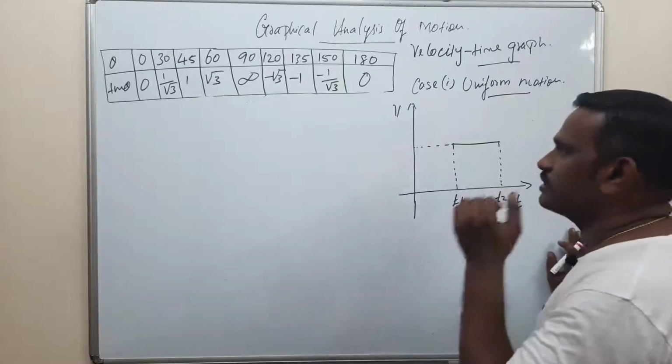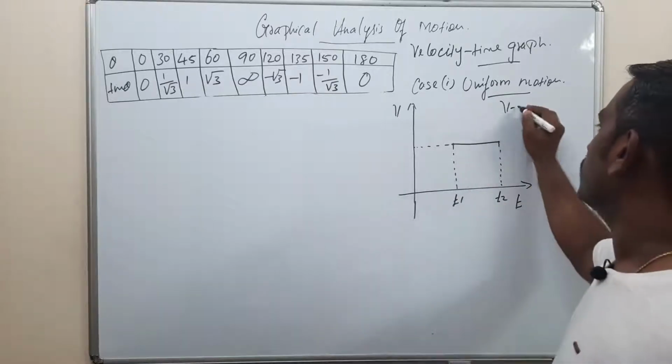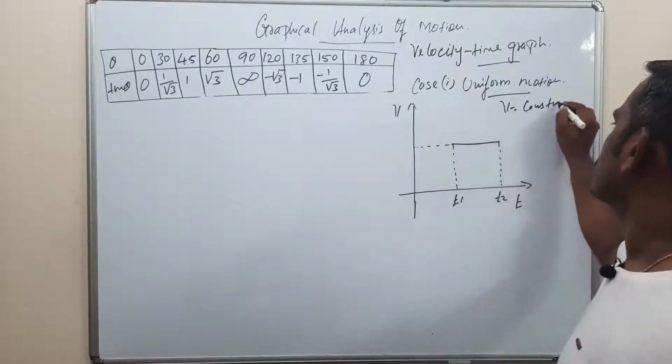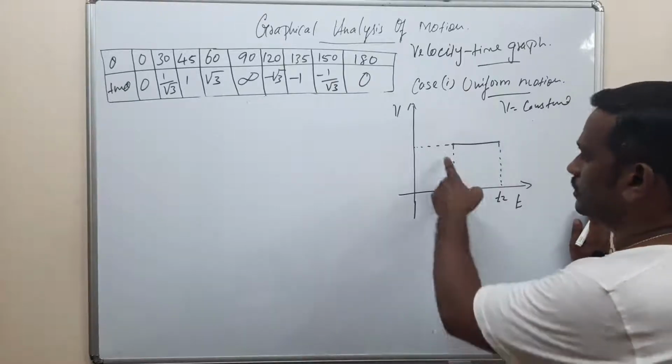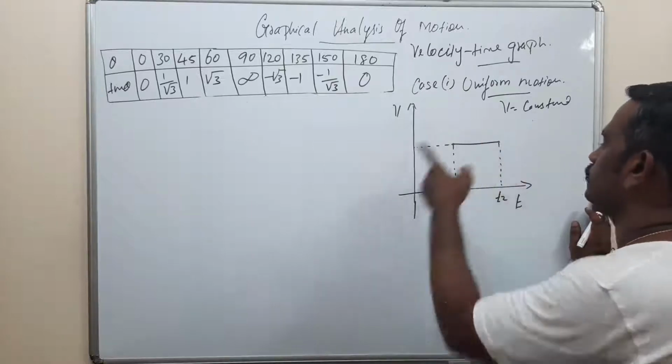So velocity is constant. Uniform motion means velocity is constant. At time t1 it has a velocity, and at t2 it has the same velocity. So this is the graph.